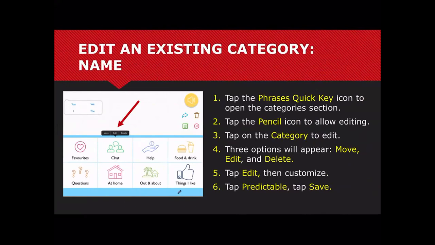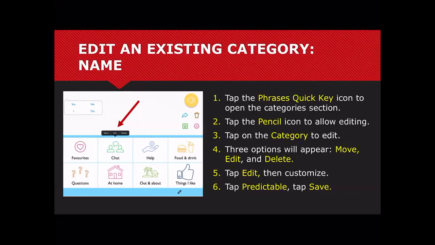So, to edit an existing category, now this is where a lot of scripting is going to be done, and it's a really quick and easy way to save a lot of your commonly used things you're going to say, and really be able to have basic conversations based on just what you have saved in these categories.